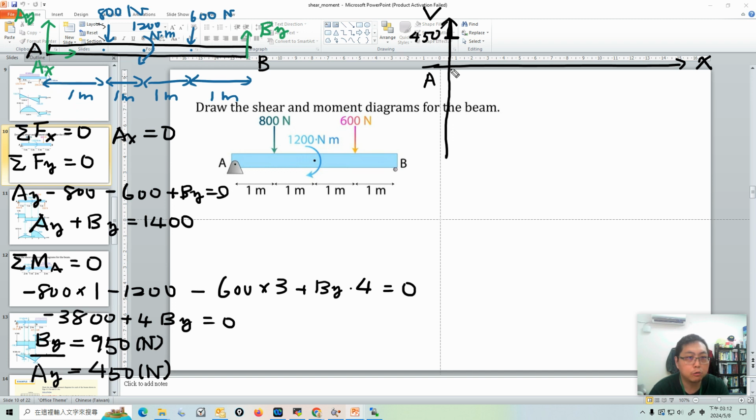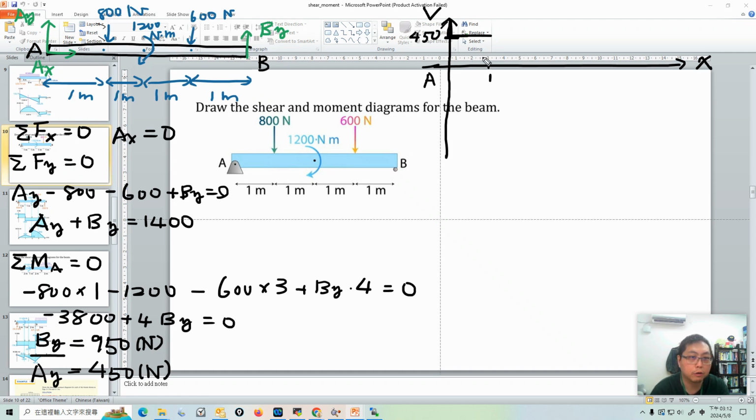Between 0 and 1, there is no external force. So we will keep 450. But at the position 1 meter, we are subject to an 800 Newton point load pointing down.